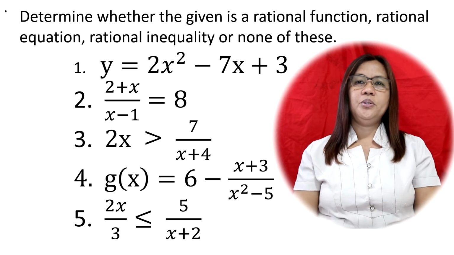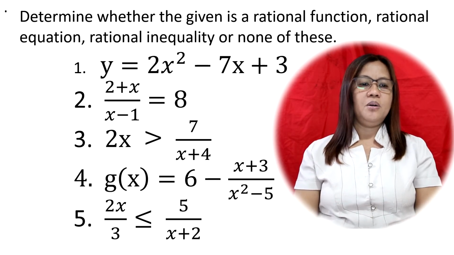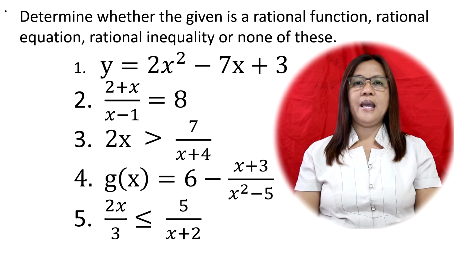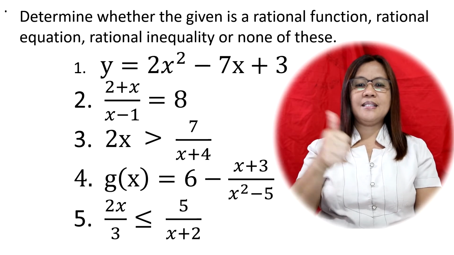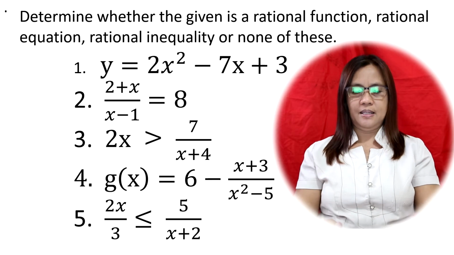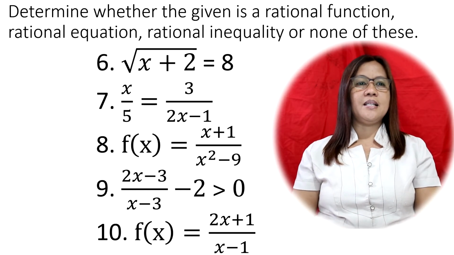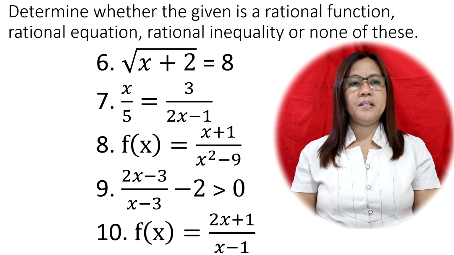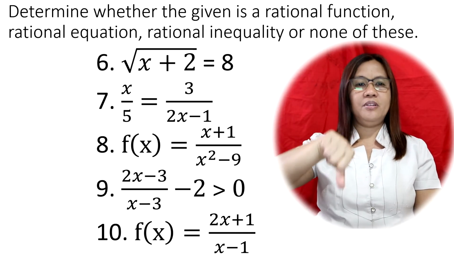Number 5. 2x/3 ≤ 5/(x + 2). Excellent, it's a rational inequality. Number 6. The square root of x + 2 is equal to 8. Yes, it's none of these.